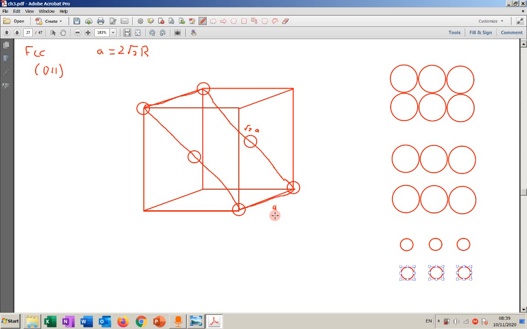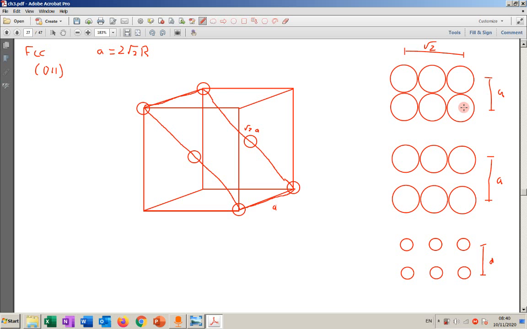Now we have A here. A in the case of FCC is 2 root 2 R. So it means that they are not going to touch. This is the side which is A, and this is the side which is root 2 A. Now A is 2 root 2 R, so it's more than 2R.